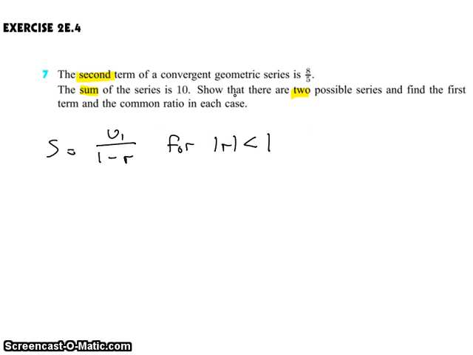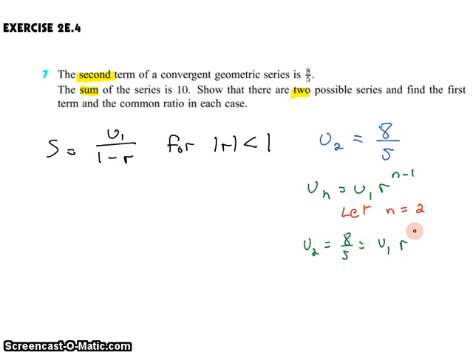We also know that the second term in the series, or in the sequence, is 8/5. Now, we need information about the first term. So we need to somehow convert this into information about the first term. And we'll do it using the general term for a geometric sequence, which is the first term multiplied by the common ratio to the power of n minus 1. Now we're going to let n be equal to 2 so that we get the second term. So this gives us that 8/5 must be equal to the first term times the common ratio to the power of 2 take 1. That's 8/5 is equal to the first term times the common ratio.